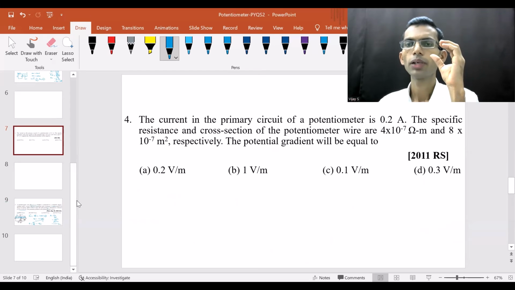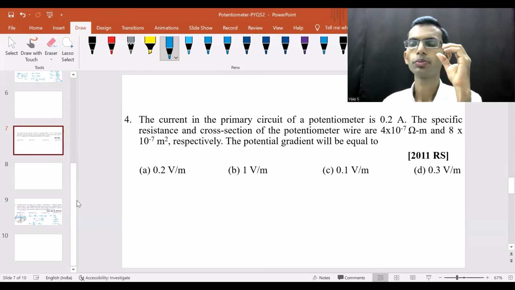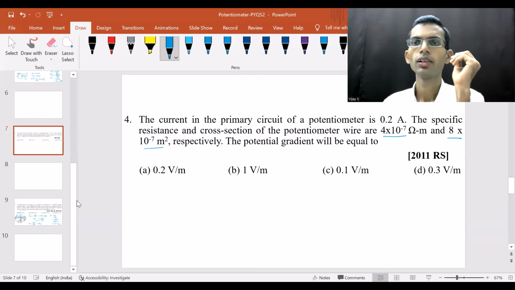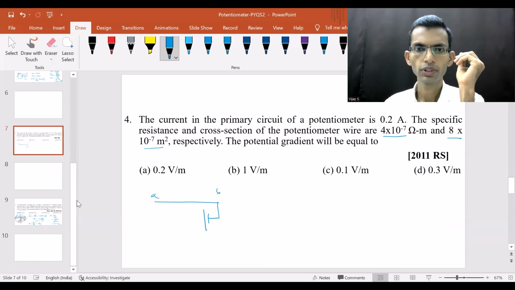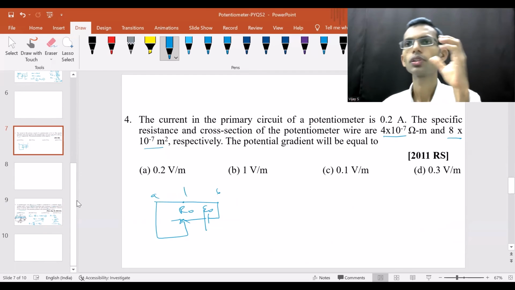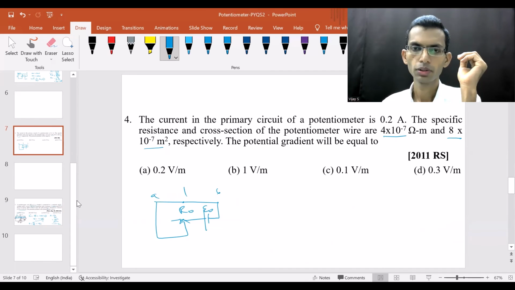The current in the primary circuit of a potentiometer is 0.2 amperes. The specific resistance and cross section of the potentiometer wire are 4 into 10 power minus 8 and 10 power minus 1 meters square respectively. The potential gradient will be equal to what? The primary circuit of the potentiometer can be drawn like this, where AB is potentiometer wire, E0 is battery voltage, R0 is rheostat resistance. Let us say 1 is a point on the potentiometer wire. The potential difference between A and 1 is going to be VA1.